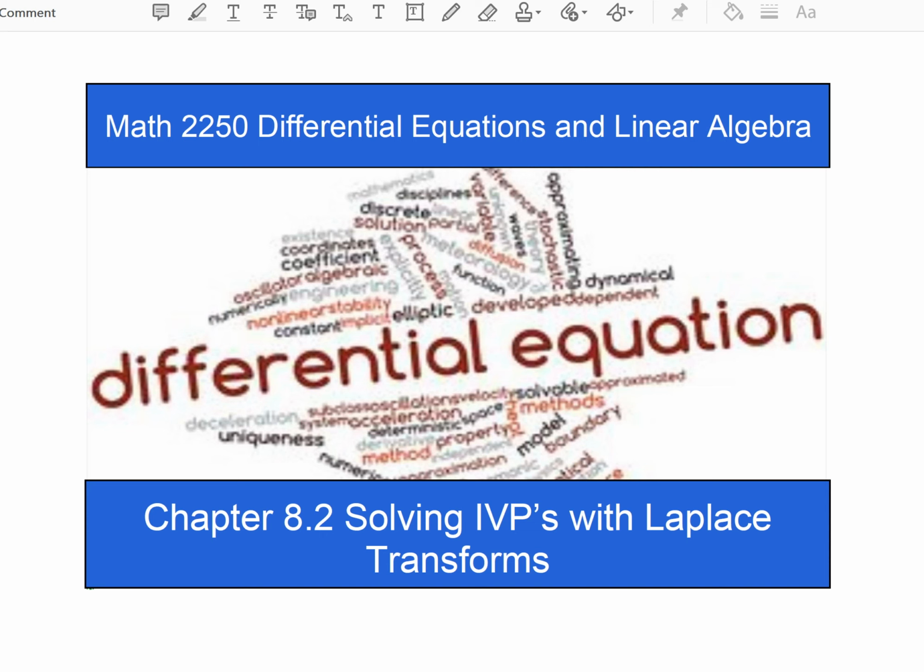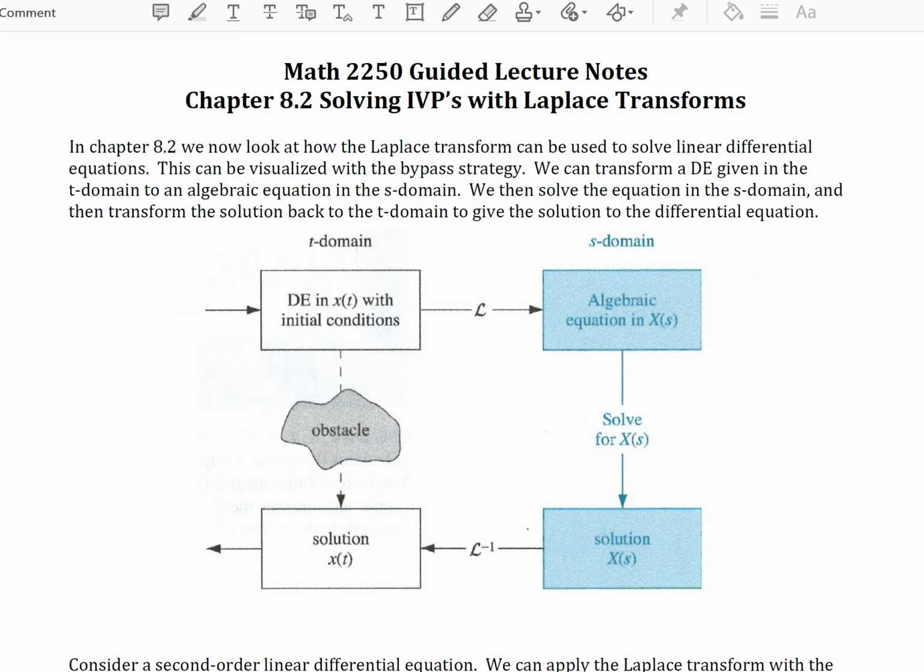In this video, we are going to be looking at Chapter 8.2, Solving Initial Value Problems with Laplace Transforms. In Chapter 8.2, we now look at how the Laplace transform can be used to solve linear differential equations.